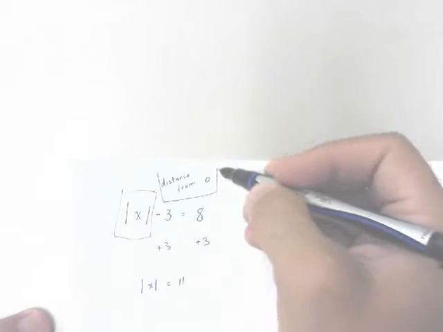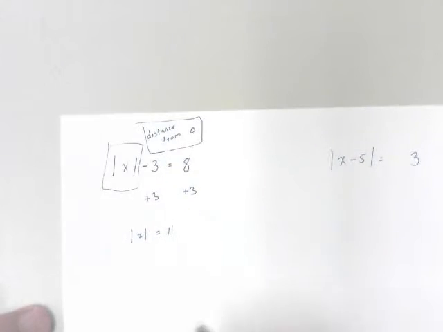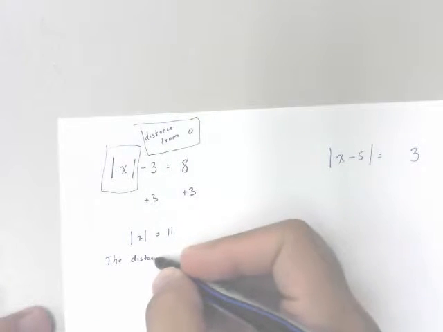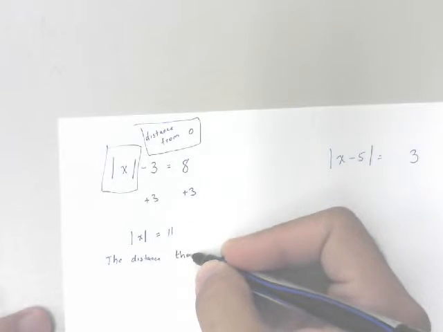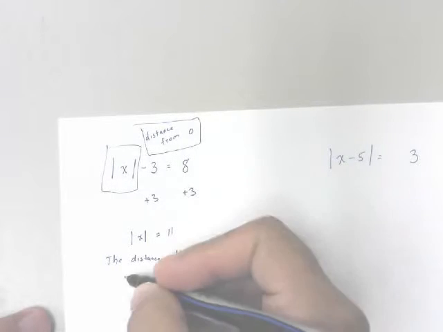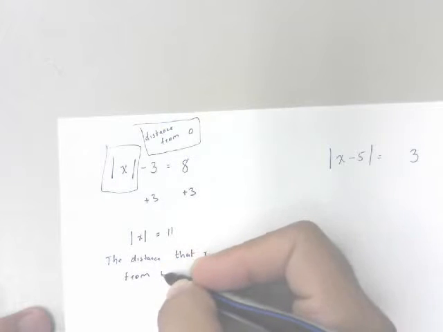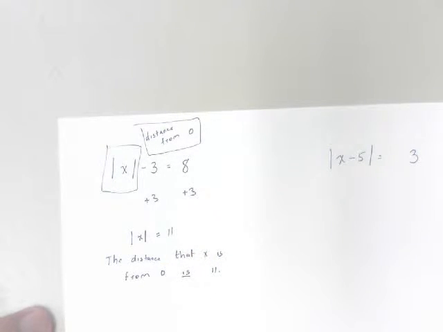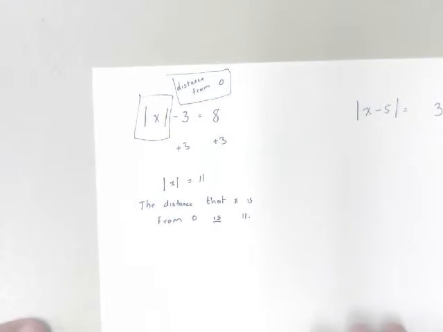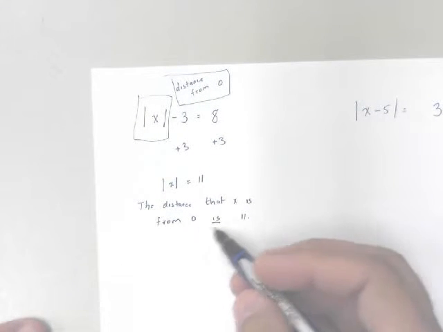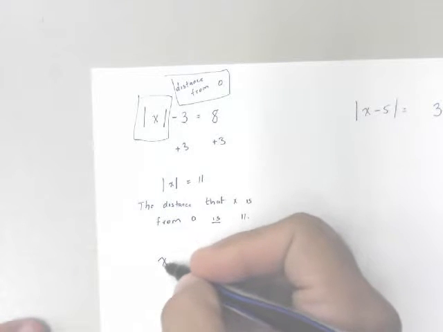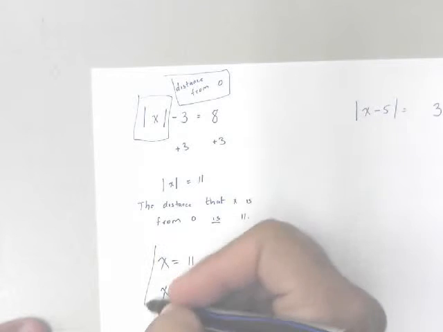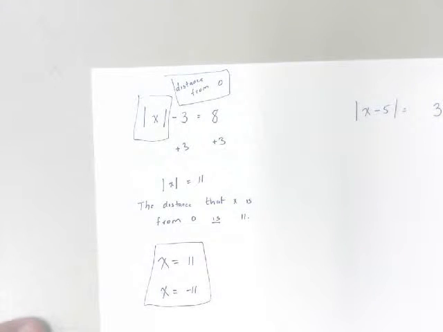Well, going back and remembering distance from 0, this is saying the distance that x is from 0 is equal to 11. Okay? Well, just thinking about that for a second, if the distance that x is from 0 is 11, then that means that x could either be at positive 11 or at negative 11, because both of those values are 11 away from 0.